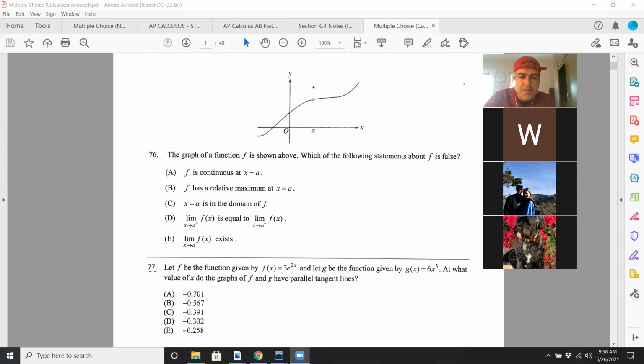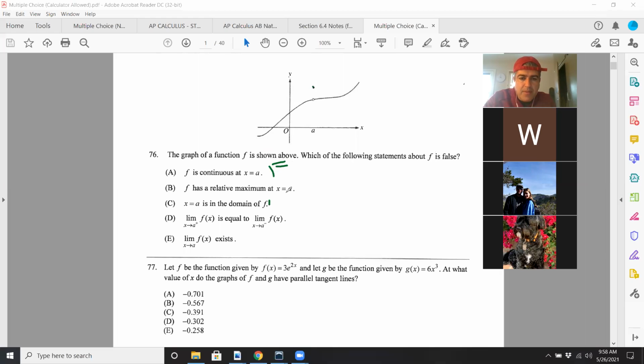So the graph of the function f is shown above. Which of the following statements about f is false? Well, f is not continuous. That's pretty obvious. So I definitely think that one is false. f has a relative maximum. Yeah, I would say so, because it definitely seems like a high point.